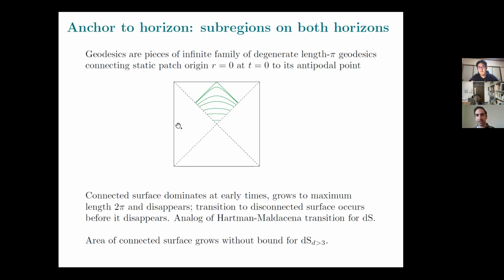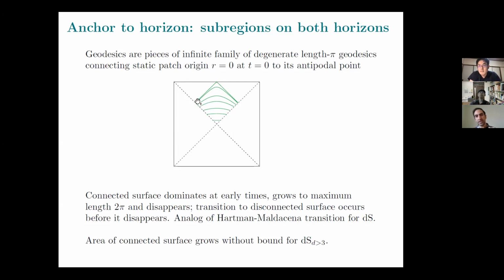And those geodesics run from here to here, and then they become more and more null as you go up. This is just a piece of those geodesics. And they stop existing past this halfway point, halfway meaning halfway from sigma equals zero in global time to sigma equals pi over 2. At sigma equals pi over 4, these surfaces stop existing. There's just no connected surface. And the transition between the connected and disconnected surface always happens before that.